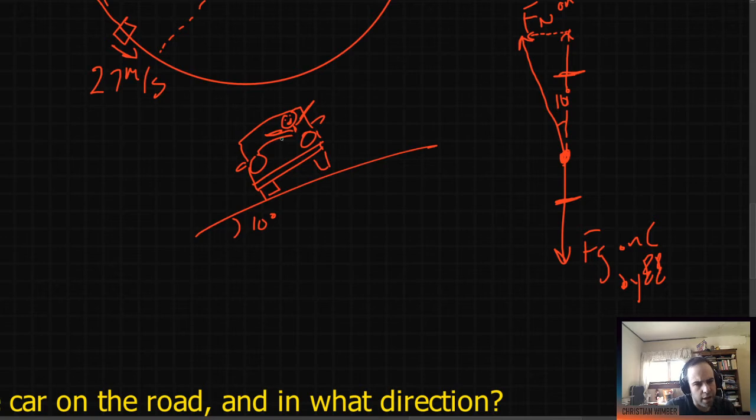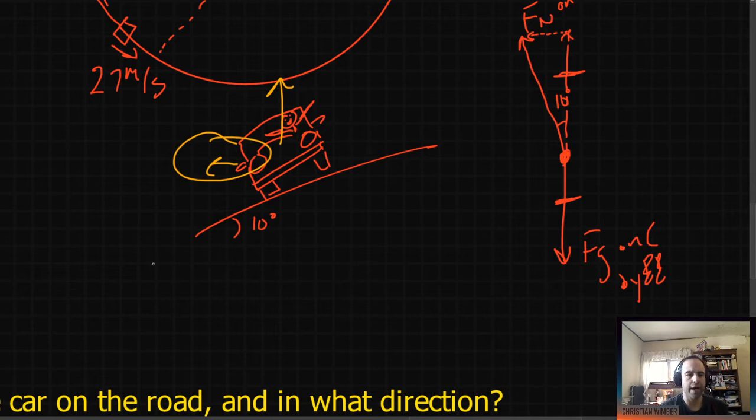So we have an upwards part of the normal force acting on this car, and then we also have a leftwards, or in this case, rightwards if you're the driver, force acting on this car that is causing it to make this turn. So this will be our central force.